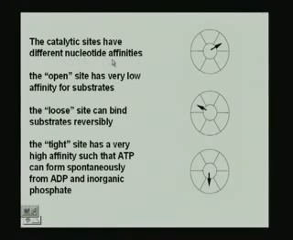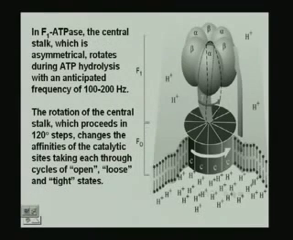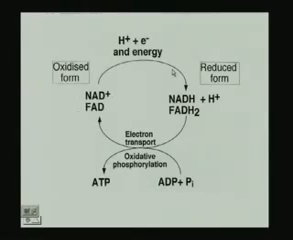Okay. So, we have different nucleotide affinities: the open site that has low affinity for the substrates, the loose site that can bind them reversibly, and the tight site which has high affinity such that ATP forms spontaneously from this. So, this would be the shifting, it goes in an anti-clockwise direction. So, we have the beta subunit shift in this direction each time. So, eventually we have the ATP being produced.